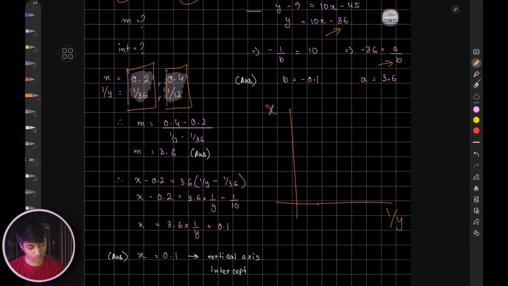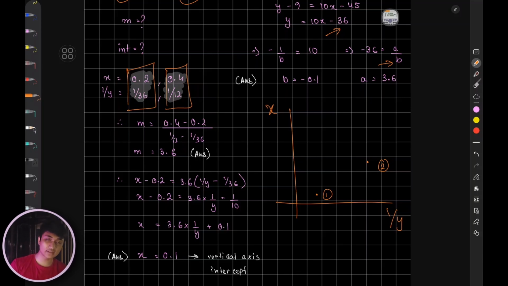So let's say 0.2 and 1 by 36, this one, and 0.4 and 1 by 12. So this one. So let's say this is your 0.2 and 0.1. So I found out two sets of coordinates. How does that help me?